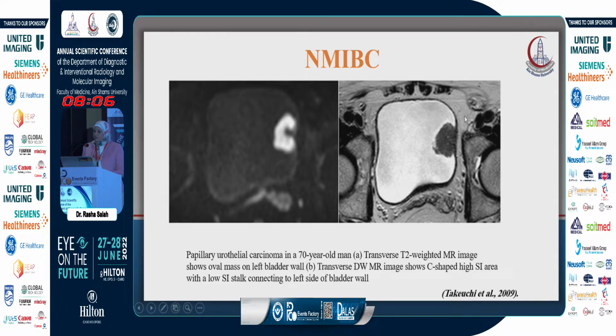When you look on the T2 weighted image, it is sometimes difficult to discriminate that the lesion is non-muscle invasive because you can show some disruption in the low signal intensity of the muscle layer. But here comes the role of the diffusion, which confirms the absence of any muscle invasion.